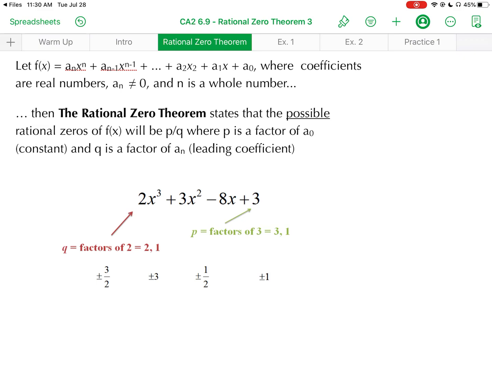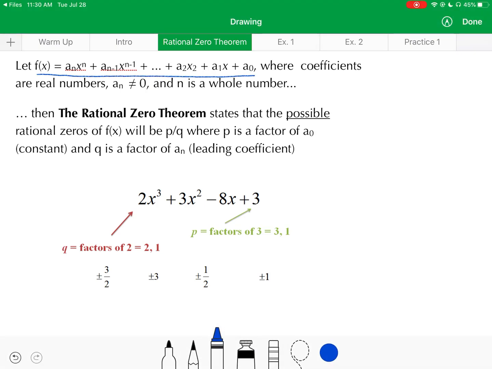Here's what the rational zero theorem states. It applies to a polynomial function, so you have to be working with the function in its standard or expanded form. And the theorem states that the possible rational zeros of the function will be p over q, where p is a factor of a sub 0, which is your constant, and q is a factor of a sub n, which is your leading coefficient.